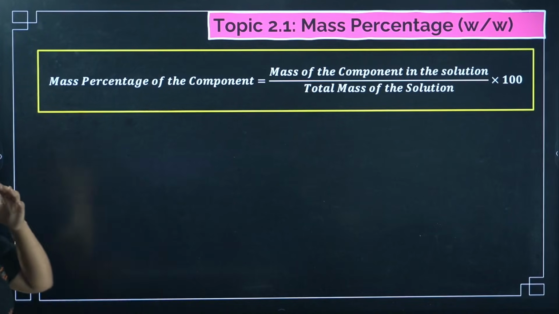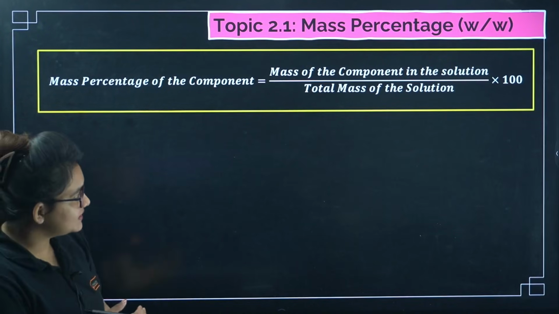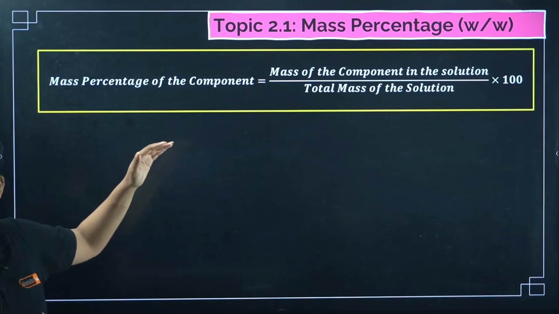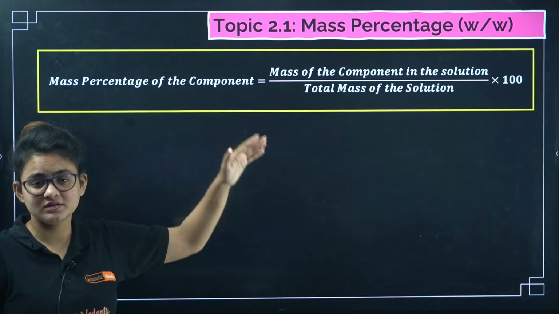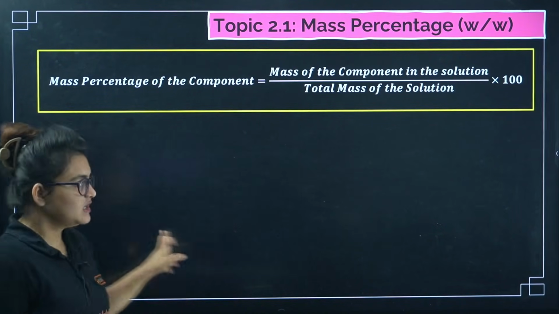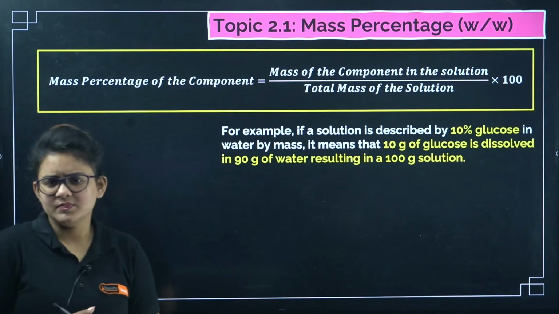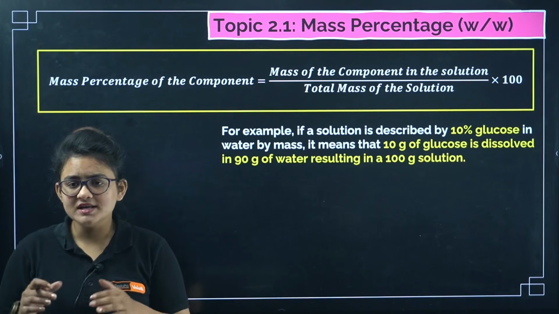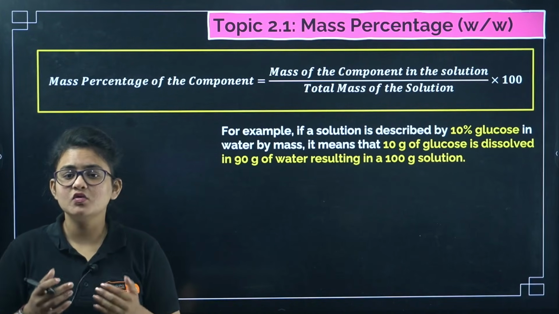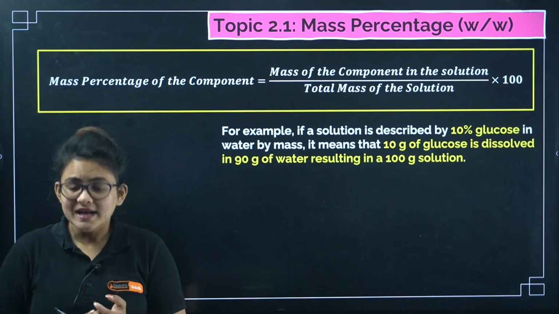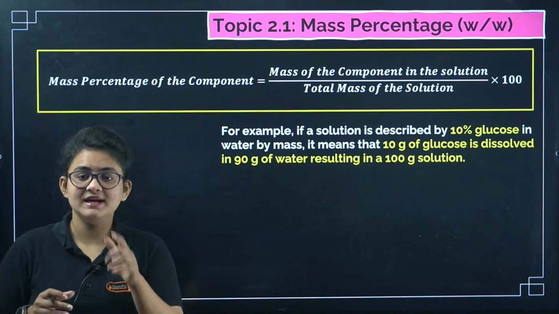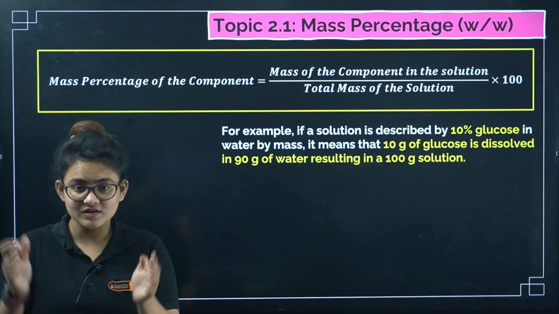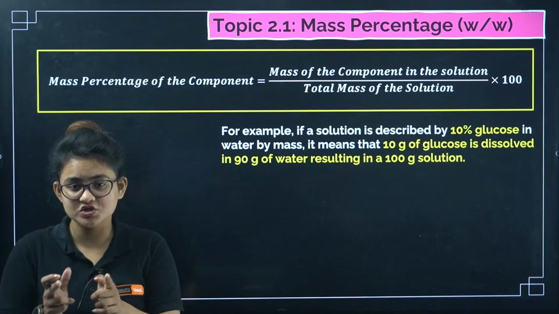Okay, next you can see mass of the component in the solution divided by total mass of the solution into 100, meaning the numerator and the denominator are going to have the same unit. So what does it mean actually? It means if a solution is described as 10% glucose solution in water, I am having 10 gram of glucose dissolved in 90 gram of water. That gives you 100 gram of solution overall.